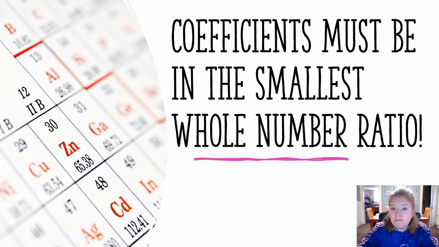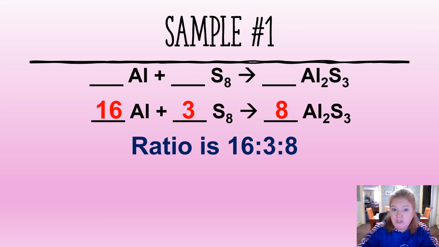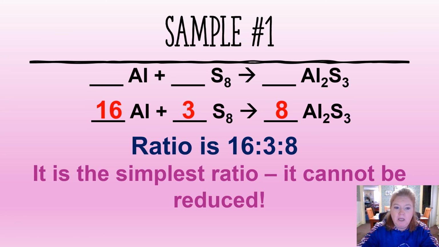Okay, so let's talk about a couple things to remember. Coefficients must be in the smallest whole number ratio. What do I mean by that? Okay, so we balance it, we get this. The ratio is 16 to 3 to 8. I look at the coefficients. It's the simplest ratio. I can't reduce it. I can't divide 16 and 3 and 8 by anything except for 1 and keep them whole numbers. So that's it.